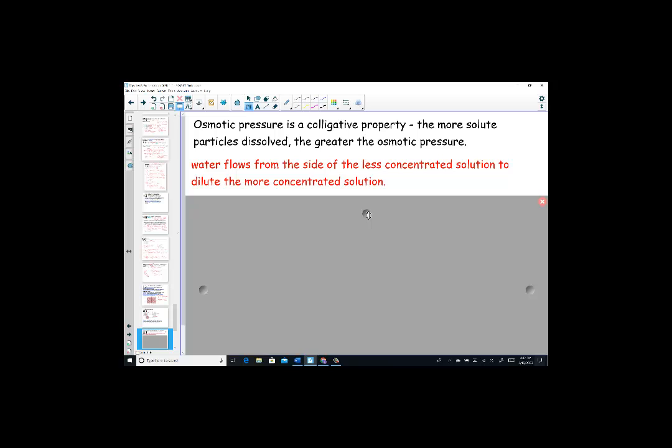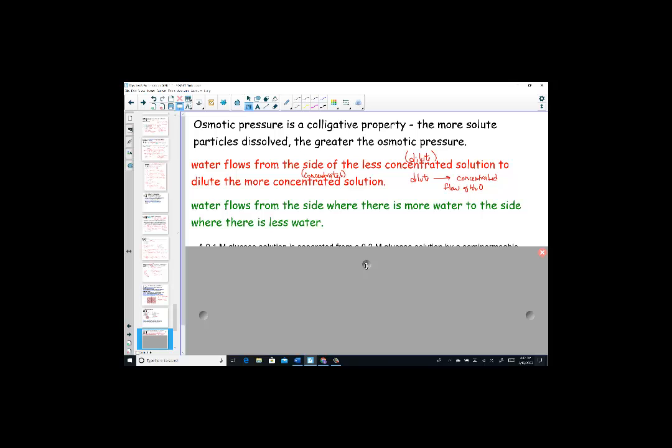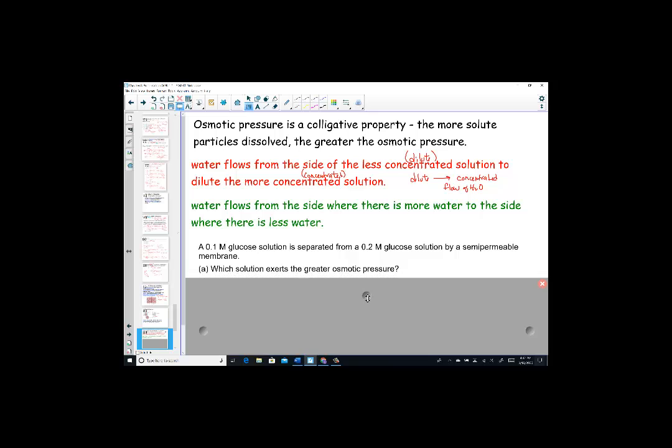And water always flows from the side of the less concentrated solution, which we defined as dilute, to the more concentrated solution. So dilute to concentrated is the flow of water. Think about where there's more water, the solution is dilute. Where there's less water, the solution is concentrated. And that's our flow of water across that semi-permeable membrane. Water flows from the side where there is more water to the side where there is less water.